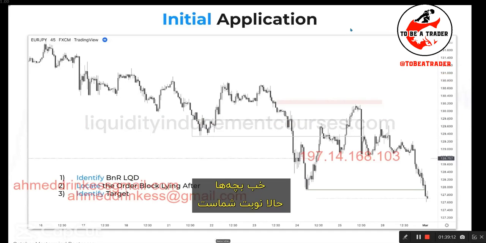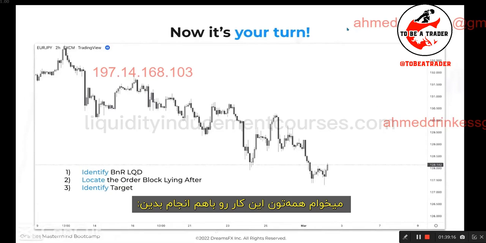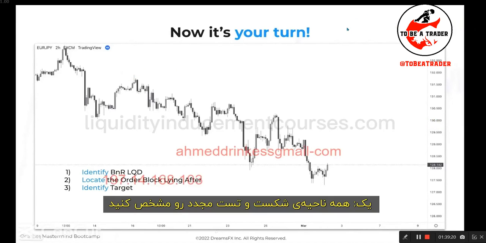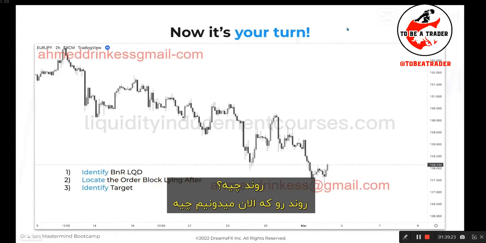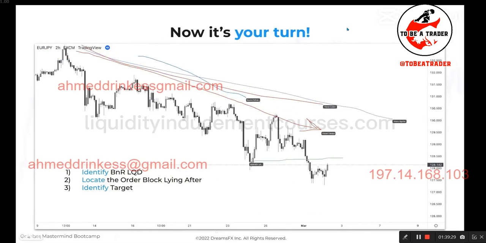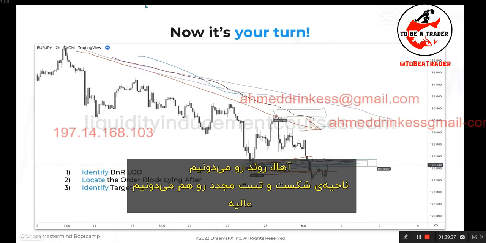All right, guys, now it's your turn. I want you guys to all do this together. One, everyone identify the break and retest. Where's the trend? We know the trend is evident at this moment. Where's the break and retest? Boom. We know the trend. We know the break and retest.